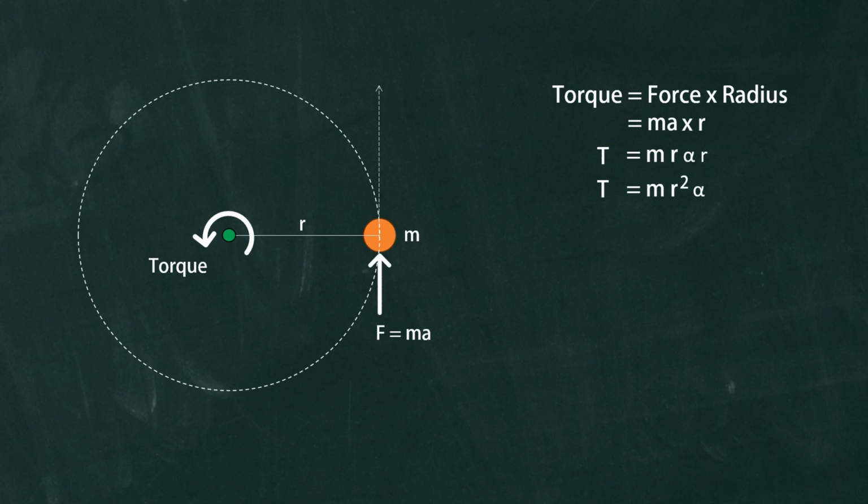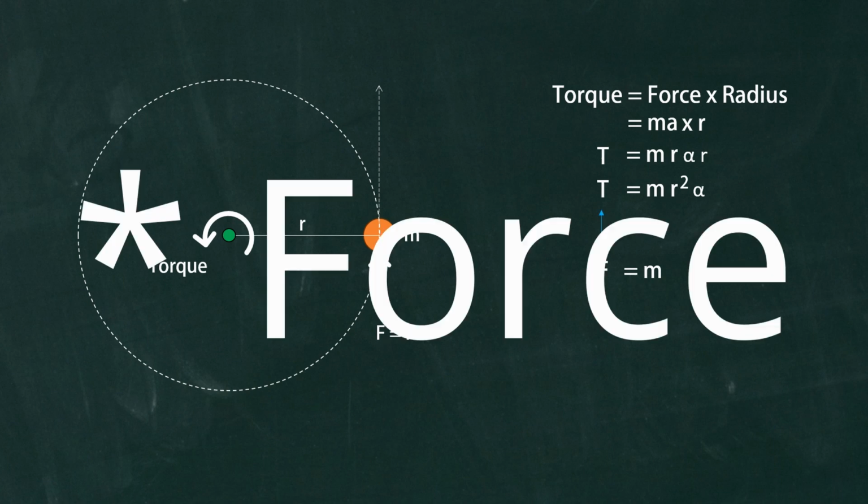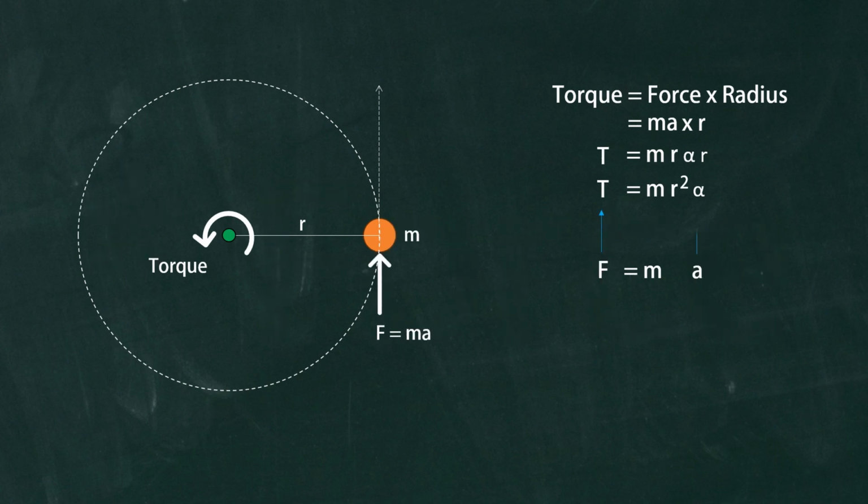Now, if we compare this torque equation to the linear equation F equal to ma, for mass we have torque, for linear acceleration we have angular acceleration, and for mass we have m r square.